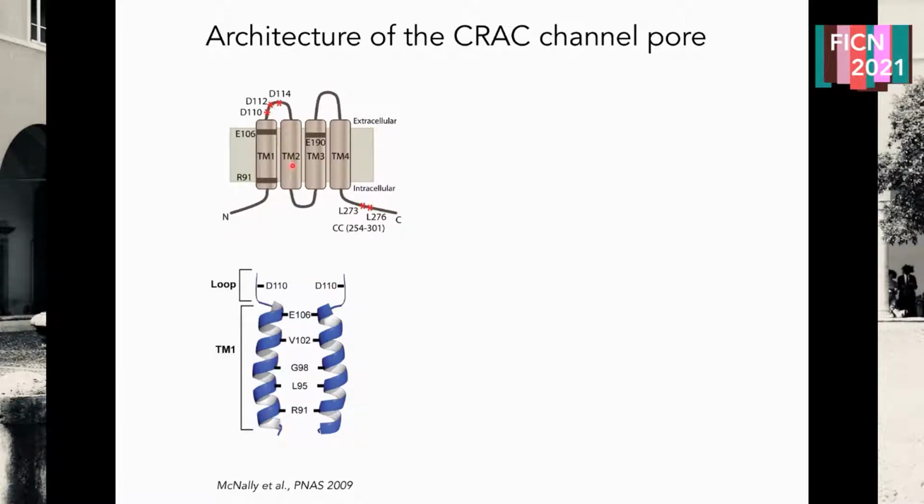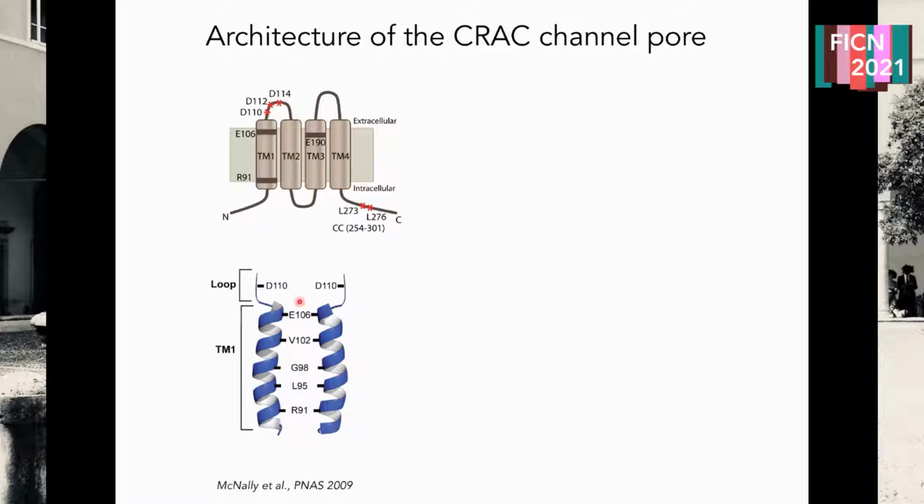Those experiments told us that it was predominantly TM1, transmembrane domain 1, that forms the ion conduction pathway. We also identified several residues in this long helix of about 24 angstroms that were the pore flanking residues. For example, D110 in the outer mouth of the channel, followed by the selectivity filter at E106, and then V102, G98, L95, and R91.